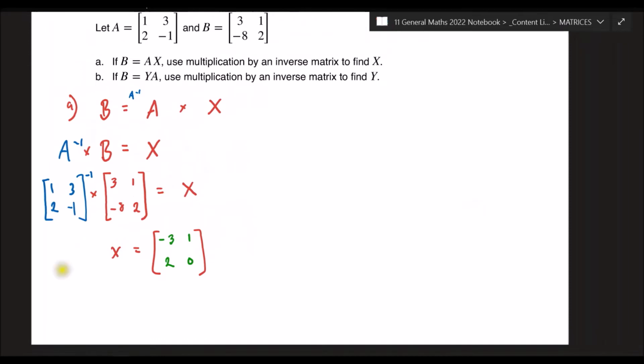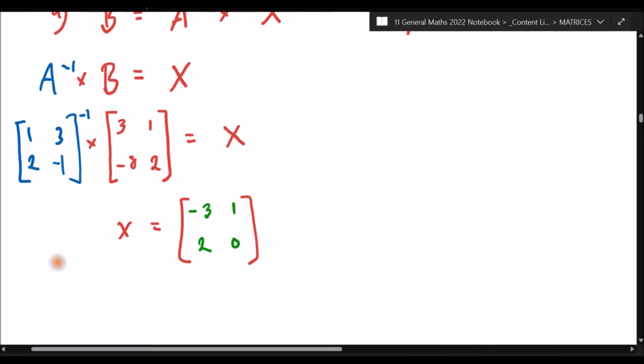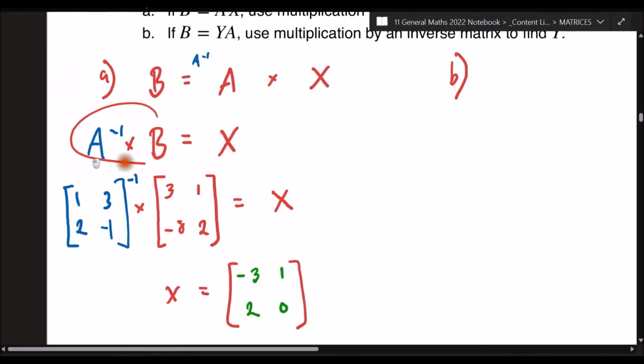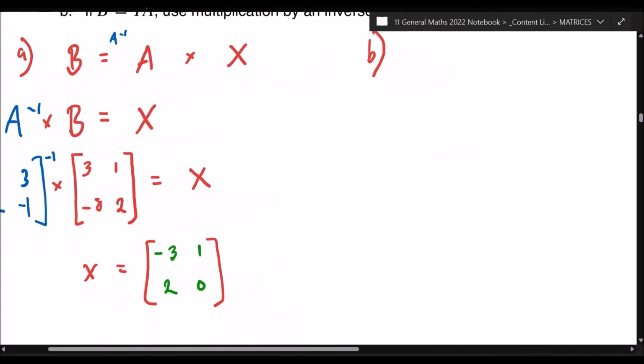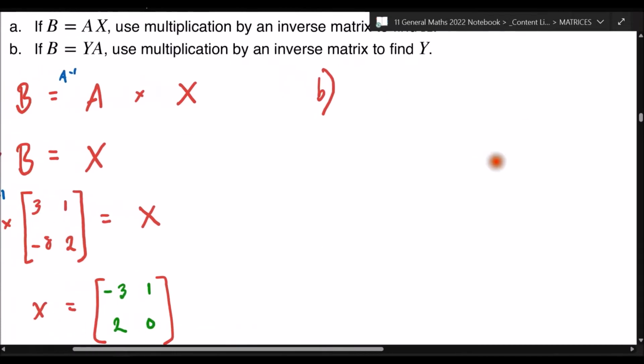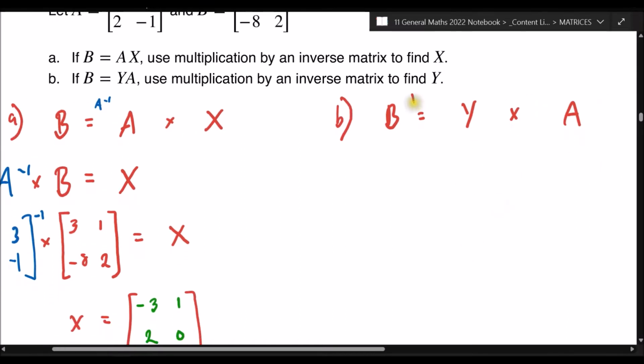Okay, let's try B. In B, notice the difference, because in the first question, for A, we were doing pre-multiplication. If it's the other way around, it won't be the same answer. So if it's post-multiplication for the other question, it won't be the same. For B, it's B equals Y times A, and what we're looking for is Y. Look at Y, it's on this side. The A is going to be post-multiplying, so it's after. So it's going to be on this side of that B.